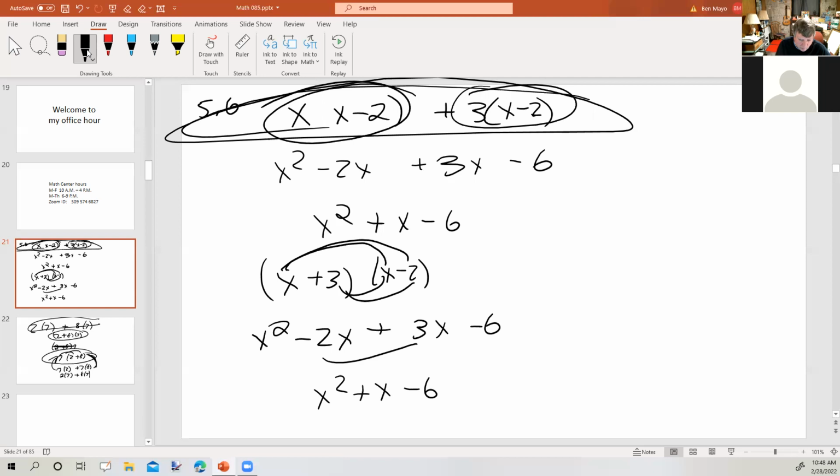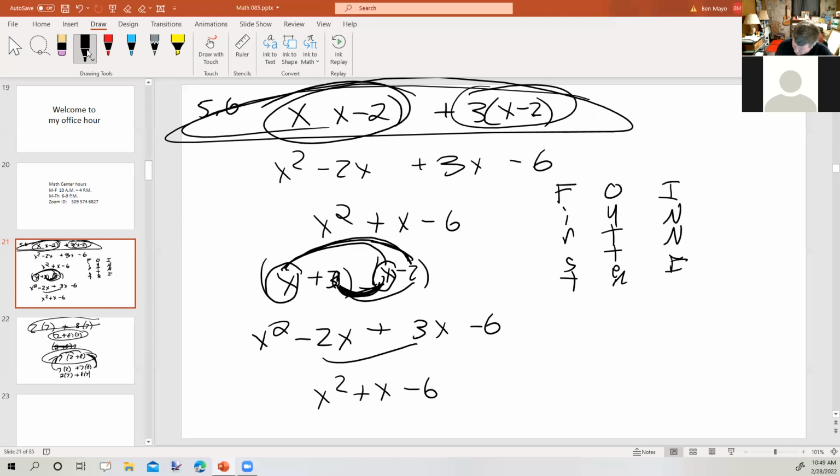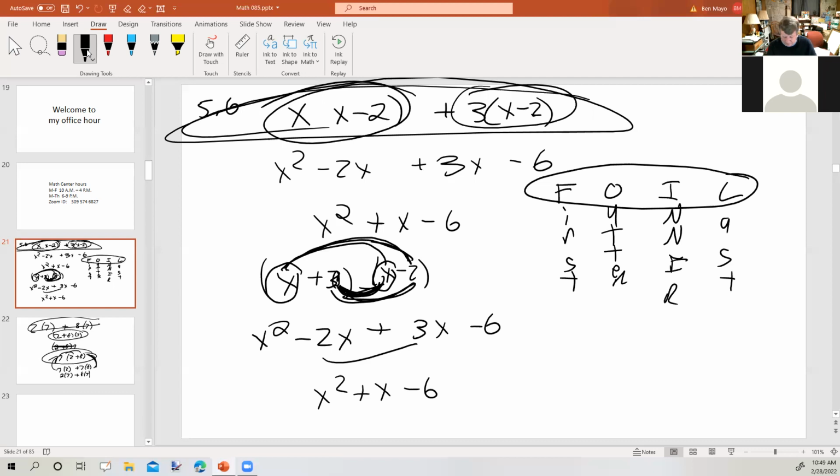So I've got 4 products. I'm taking the first term over here times the first term over there. I'm taking the outer term here times the outer term there. I'm taking the inner term here times the inner term there. That's not how you spell inner, or is it? Yeah, it is. And then I'm taking the last term times the last term. This is called FOIL: first, outer, inner, last.